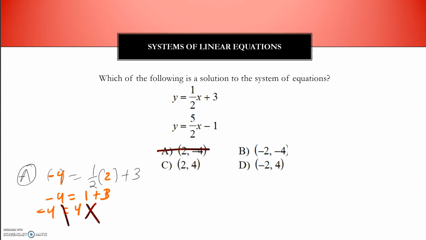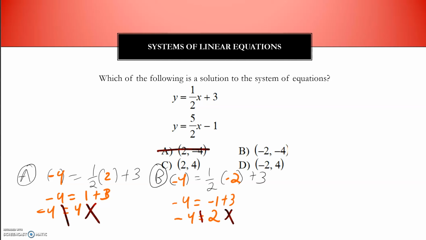Okay, well, let's try B. If I am identifying a solution by guess and check, I don't need to check both equations, and that's perfectly fine here. That's what they're encouraging me to do by giving me these choices. If I find that the ordered pair doesn't work in one equation, I don't need to bother with the other one, because it has to work for both. So this one would be negative 4 equals 1/2 of negative 2, which is negative 1, plus 3. That would give me negative 4 equals positive 2. That's still not right. B is not the answer.